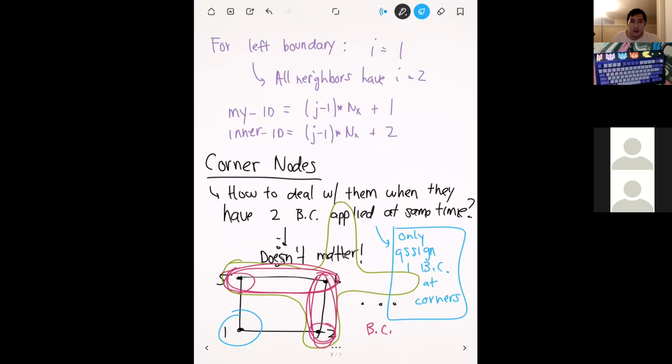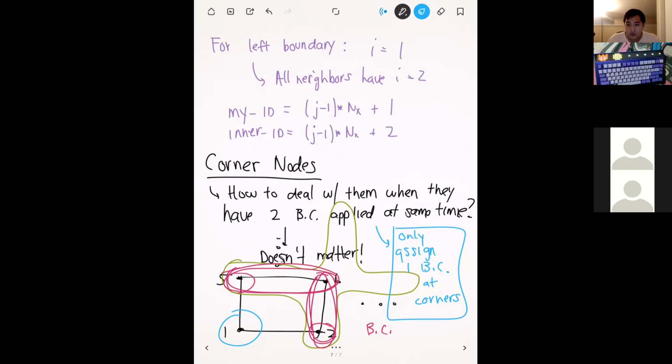It doesn't matter which of the boundary conditions you apply, as long as you pick one, then it'll be fine. But what you don't want to do is apply 2 boundary conditions at once on the corner nodes. Which is really easy to do because they're at the corners, and so you might accidentally loop over both of them. And so when we write our code, we want to make sure that we don't loop over both of those at the same time.